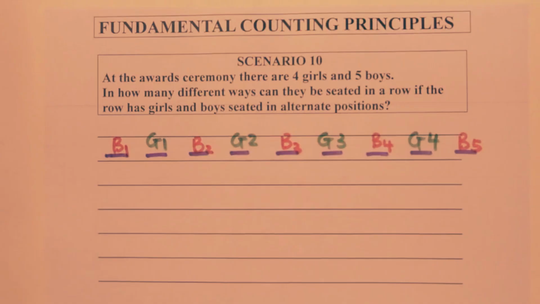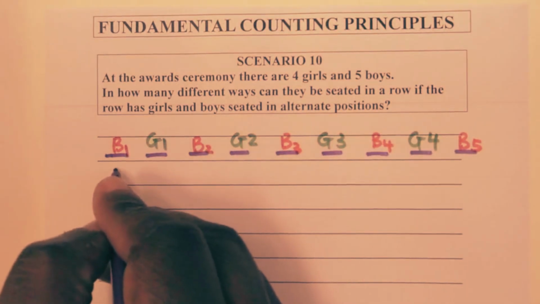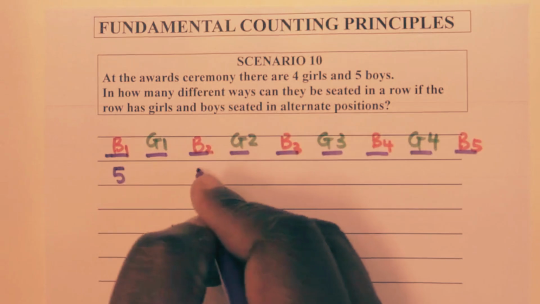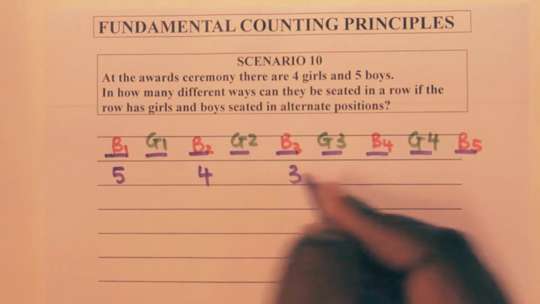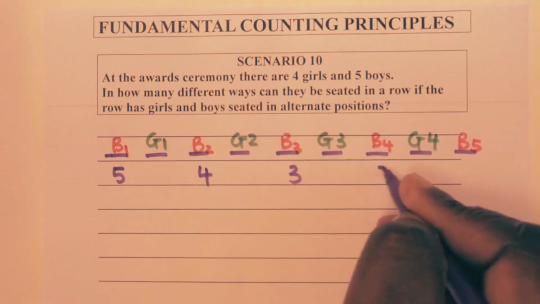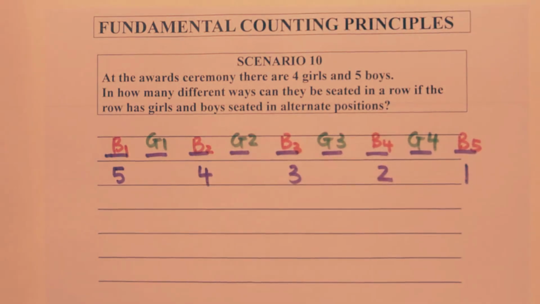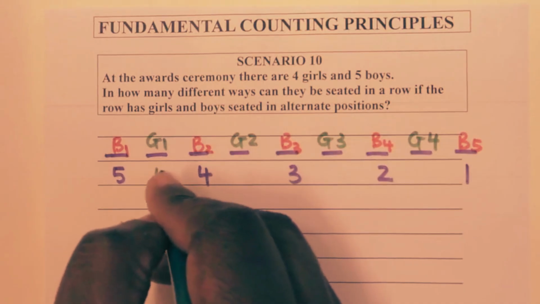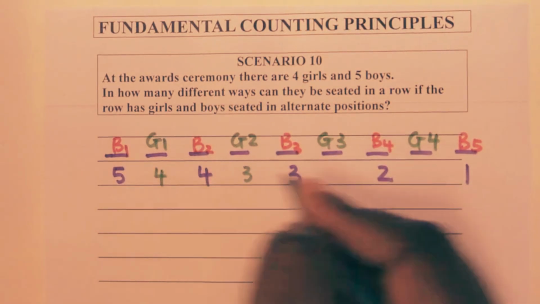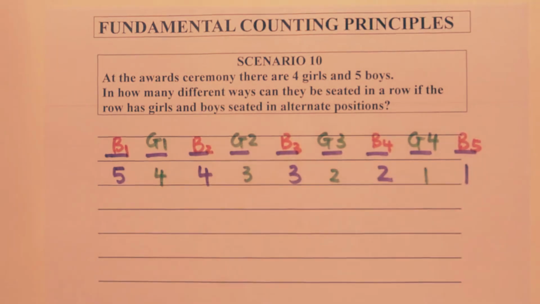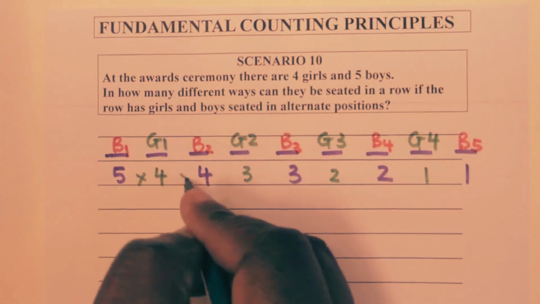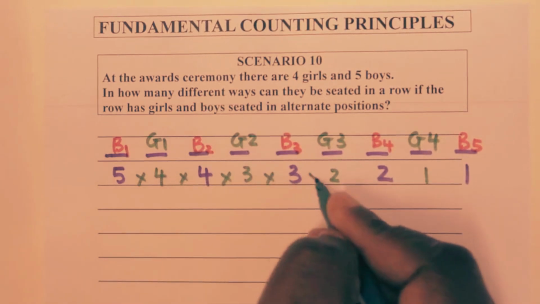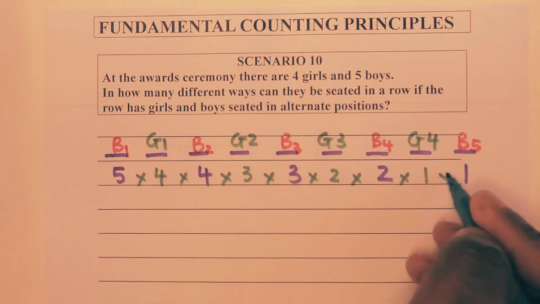And then if I look at the boys here, I'm going to arrange them in this order: 5 ways, 4 ways, 3 ways, 2 ways, and 1 way. And then for the girls, I have to be very careful here. For the girls, there are 4 ways for the first girl, 3 ways, 2 ways, and 1 way. And then I'm going to multiply to get my final answer.